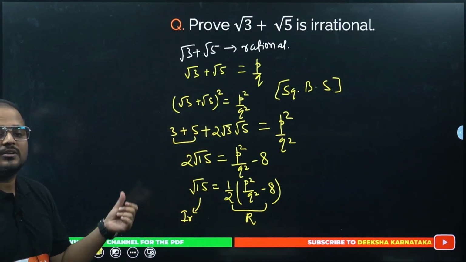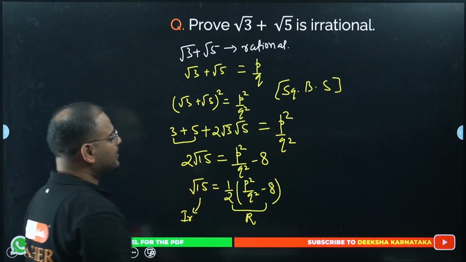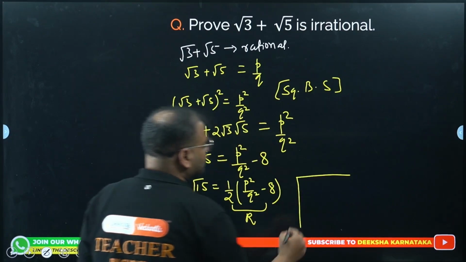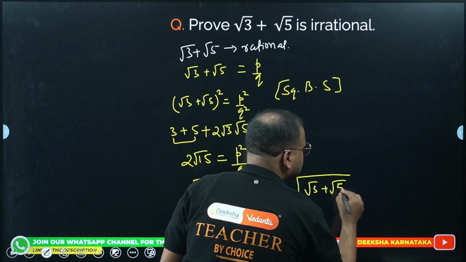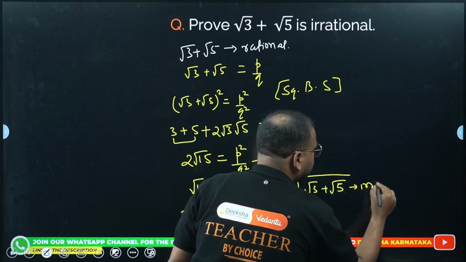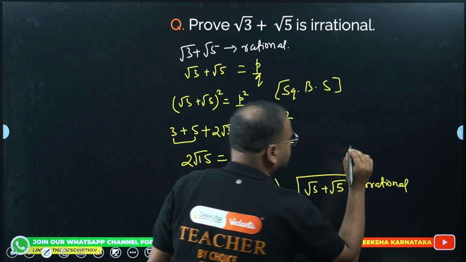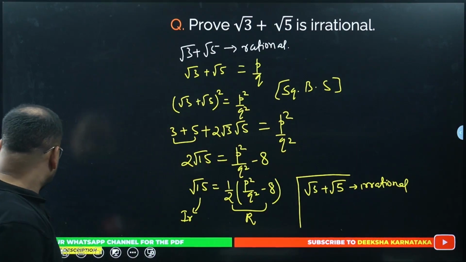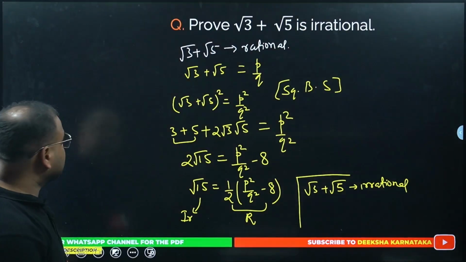Again the same contradiction. LHS is irrational, RHS is rational. Can't happen. It means the assumption was wrong. Root 3 plus root 5 is irrational. So this concludes our first chapter, which is real numbers.